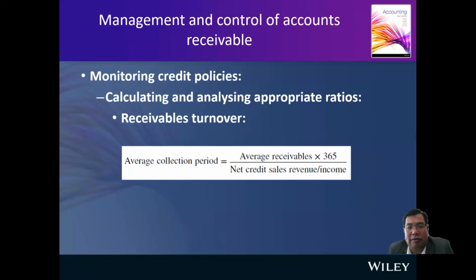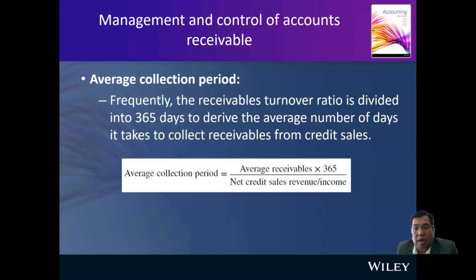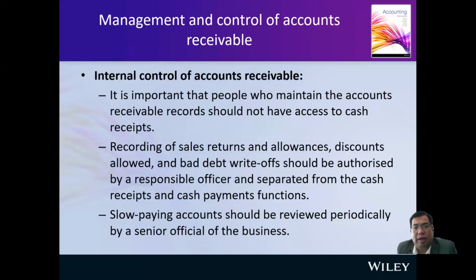What is the formula? The second formula will be average collection period. Average receivable divided by net credit sales, this is our income, multiplied by 365 days. So this helps you to determine how many days on average are needed to collect the money from your customer. This is average collection period.